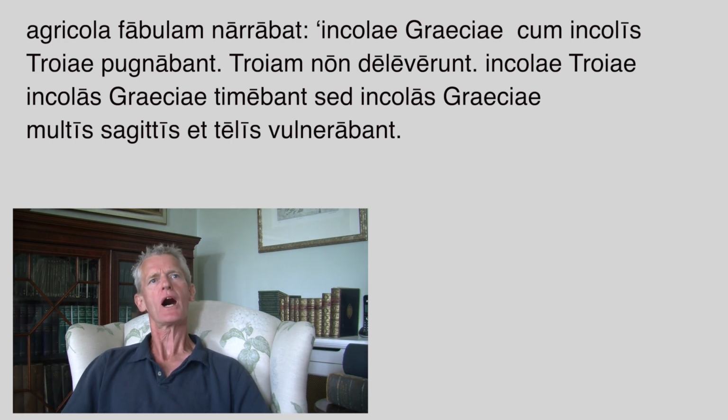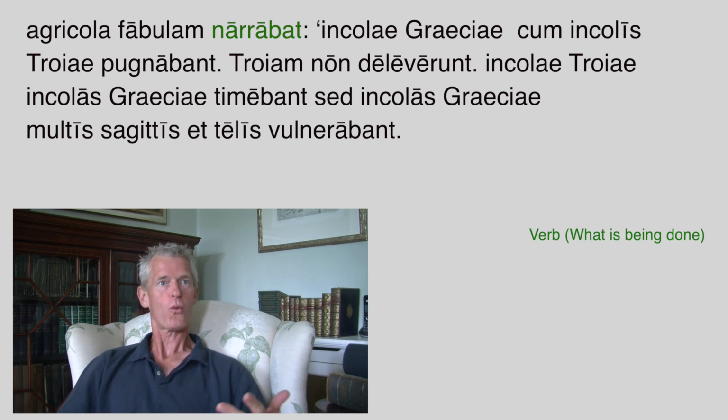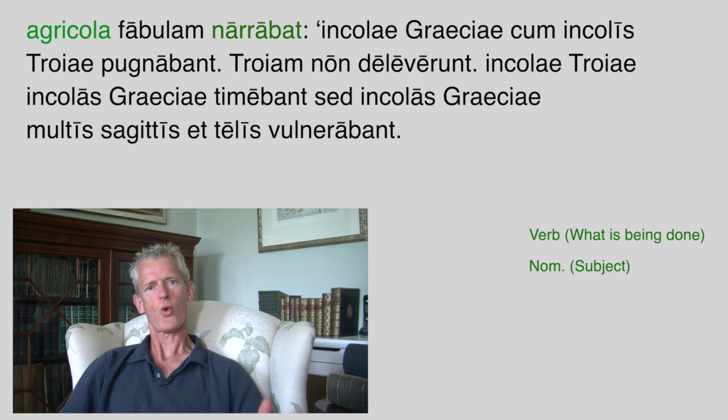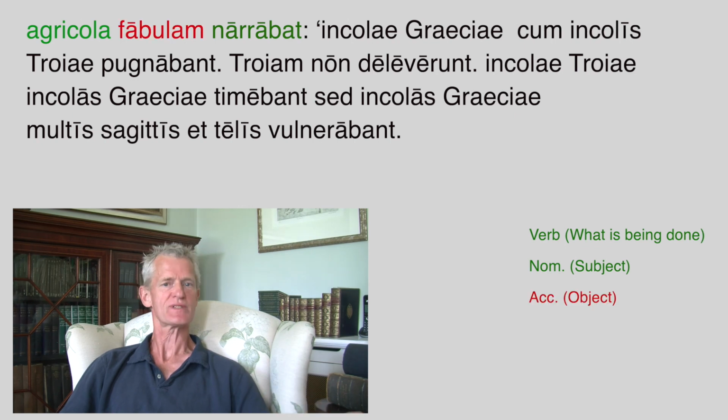Agricola fabulam narrabat. Okay, go to the verb first, narrabat. Third person singular, he, she, or it was telling. Go and look for a noun in the nominative singular, and happily there's a nice one at the very beginning, agricola. So agricola narrabat, the farmer was telling, and then one word left, fabulam, a story. That's in the accusative case, that is our object. Okay, the farmer was telling a story. Now we've got inverted commas, so we know we are in direct speech. This is where you might look out for vocatives, by the way, because you're talking to someone.